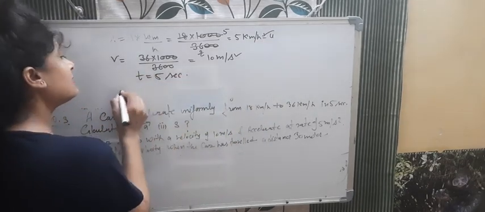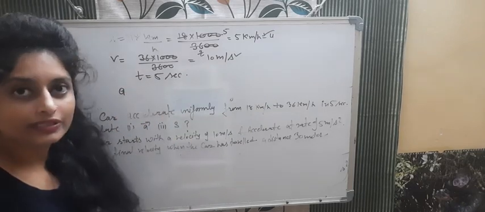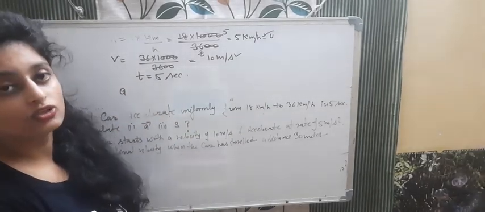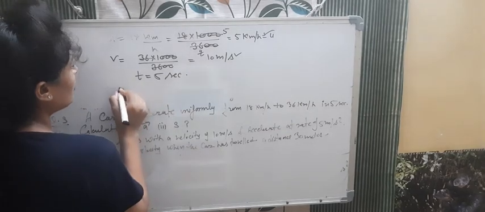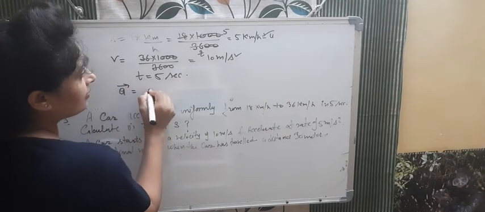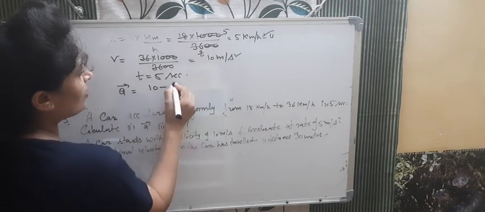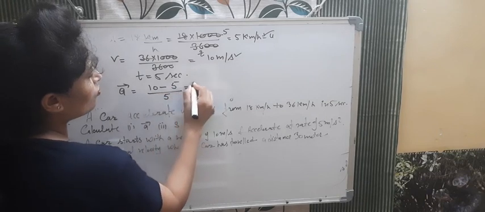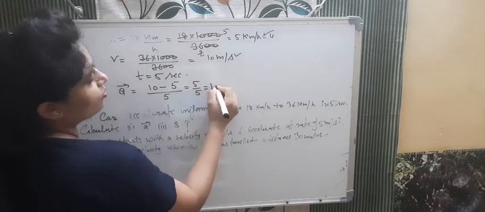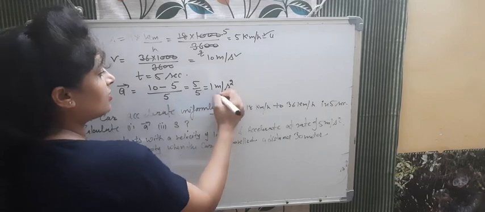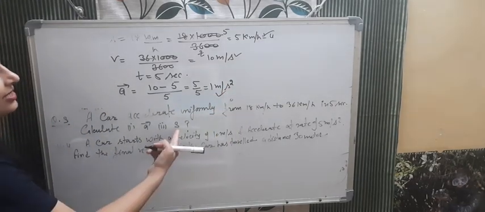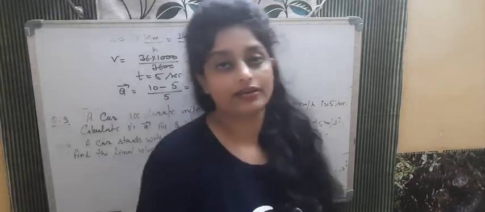How will you calculate acceleration, bacha? Very simple, first equation of motion, V minus U is equal to AT. So A is equal to V 10 minus U 5 divided by time 5. So 5 divided by 5, it is equal to 1 meter per second square. Acceleration we calculated. Now it is asking about the second, S, distance.